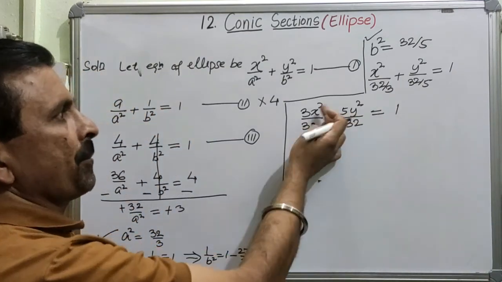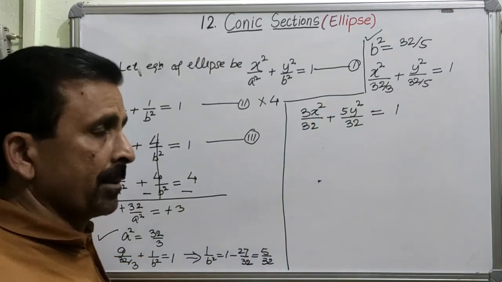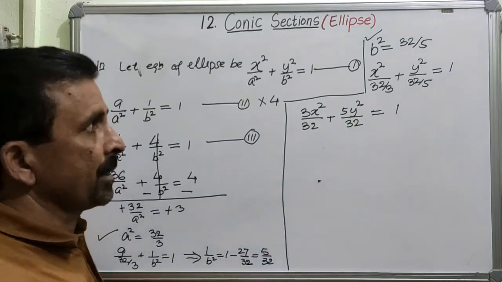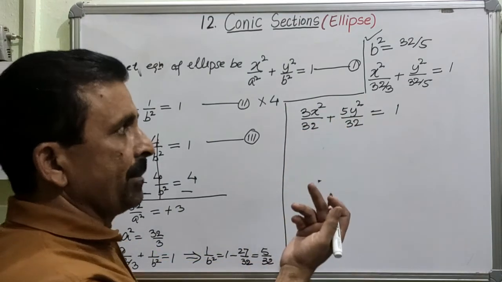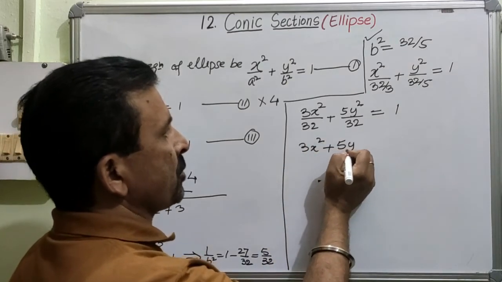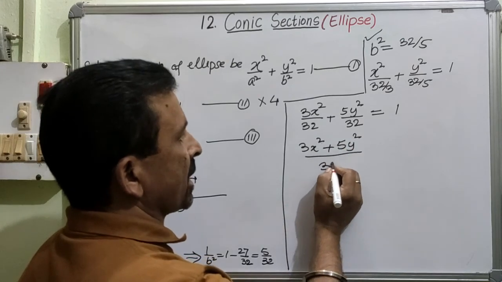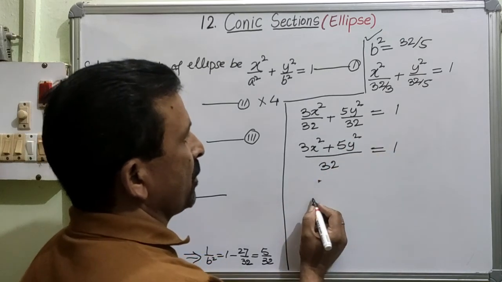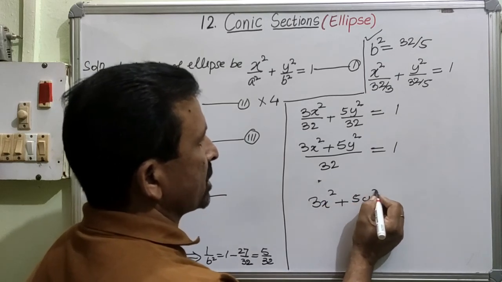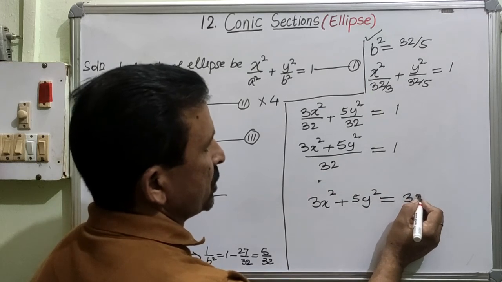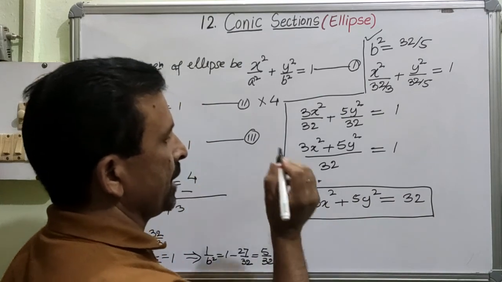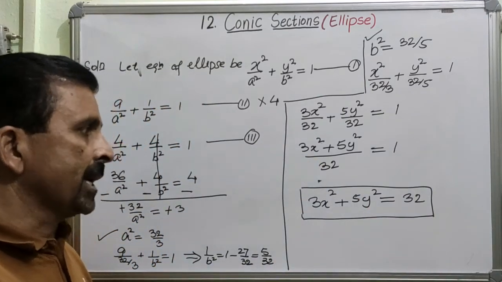Now let us simplify and make it into one fraction. So we are going to take the LCM and then simplify. Denominators are the same. Therefore, the numerators will simply be added, and the LCM will be the same. So it will be 3x square plus 5y square, and the LCM of these both will remain as it is, 32. This is equal to 1. And therefore, your final equation of the ellipse will be 3x square plus 5y square is equal to 32. This is the equation of your ellipse. Hope this is very clear. Thank you for watching the video.